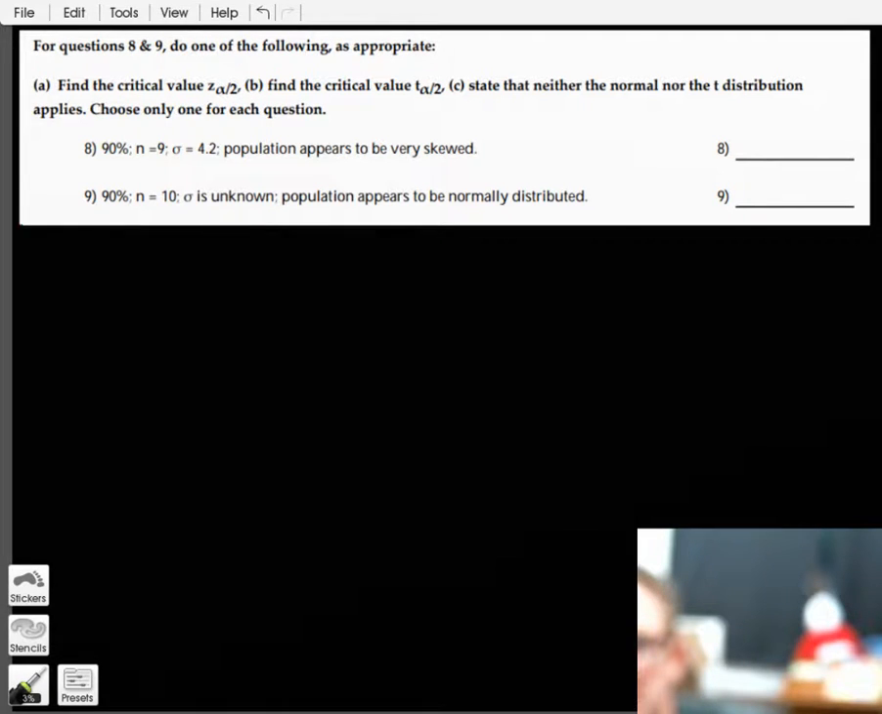I don't want to hide this. Wait, what? Layer hidden. Oh, I'm on the wrong layer. Sorry.